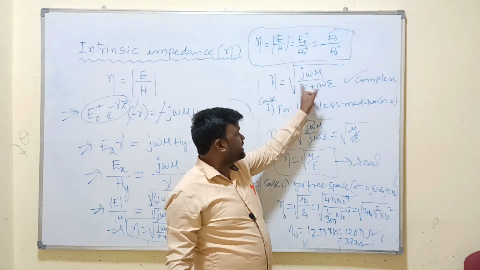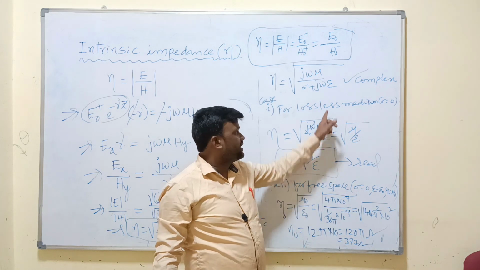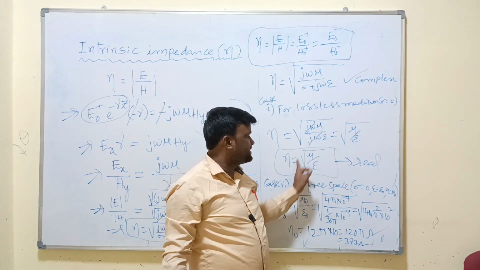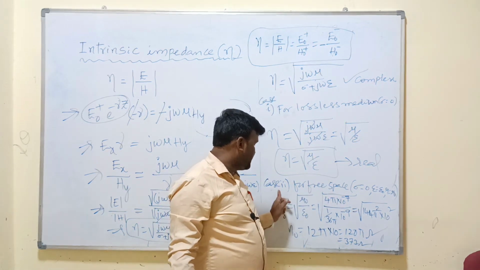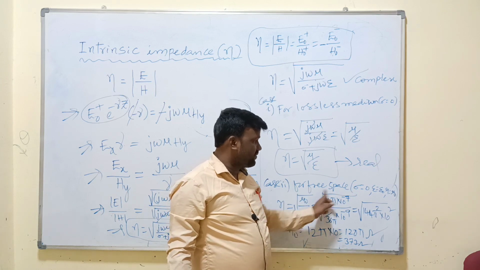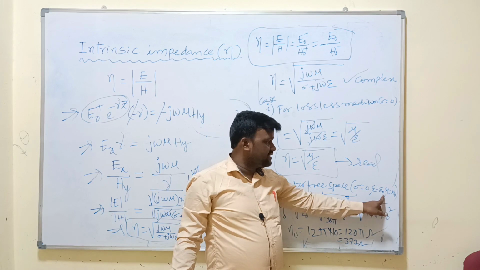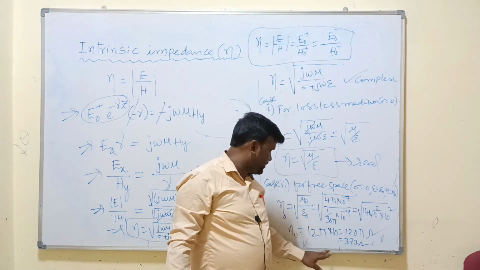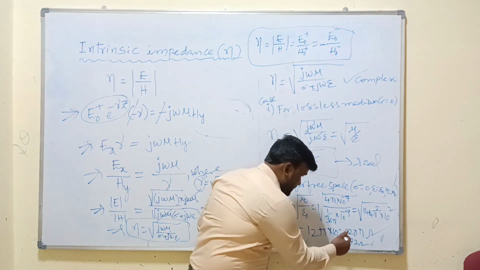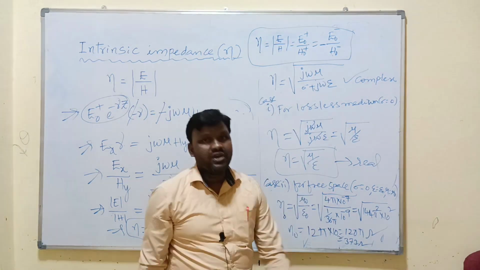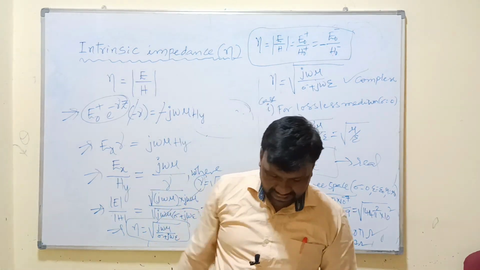And after deriving this expression, we have taken special cases. One case is lossless medium. In that case, eta is under root mu by epsilon, that is real. And case 2 is free space. Free space is an example of a lossless medium only, but epsilon is epsilon naught, mu is mu naught. In that case, we got intrinsic impedance approximately equal to 377 ohms, or else 120 pi ohms. We will meet in the next video.